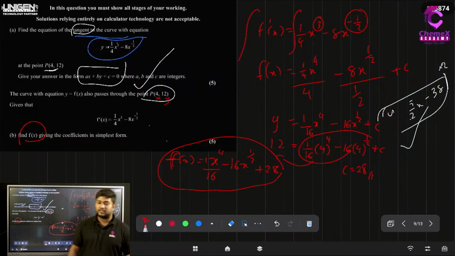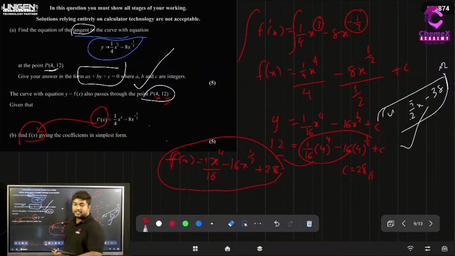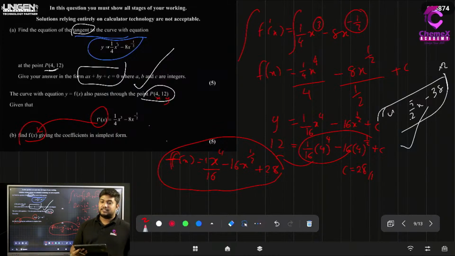You understand or not? So whenever you have f dash x, remember you integrate it to get f x. Got it? Come on. Do you understand or not? If you don't, say. Is it clear?